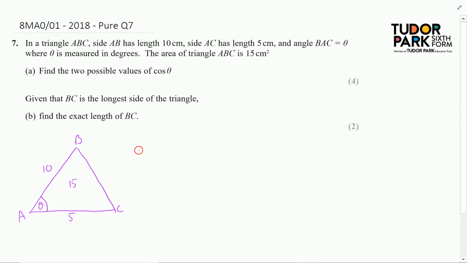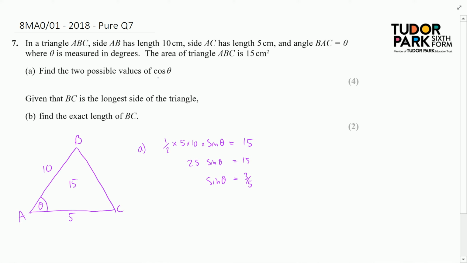The first part of this question wants me to work out the two possible values for theta. I've been given the area for a reason. It's because I want to use the sine rule for area, which talks about two sides and the angle in between. So it's a half of the two sides, 5 times 10, times sine of the angle in between those two sides. And I know that that's going to be equal to 15. That gives me 25 sine theta is equal to 15, or sine theta is equal to 3/5 if I simplify that.